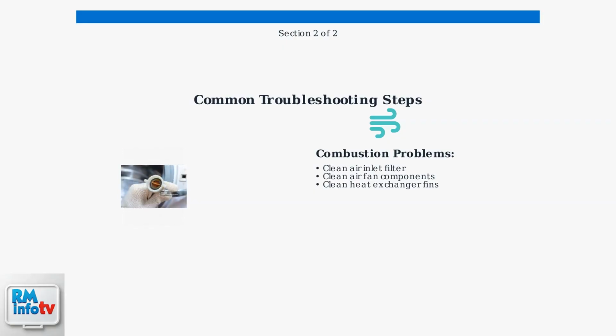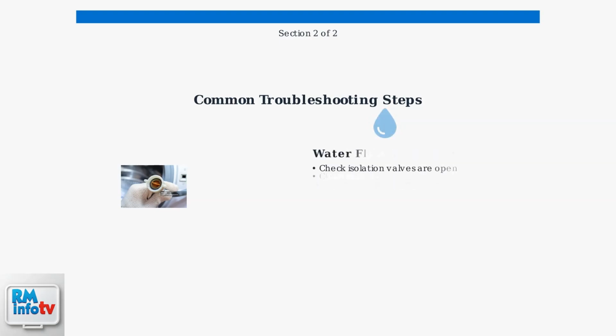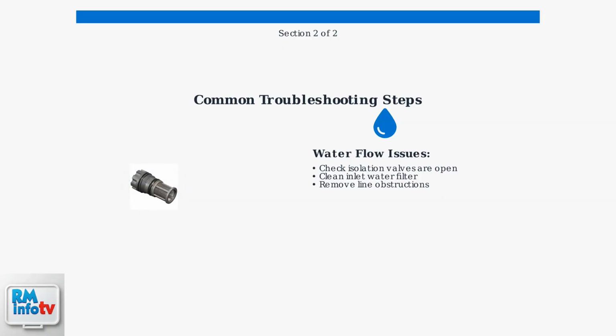This is an example of a dirty filter that needs cleaning. Debris buildup like this can restrict airflow and cause combustion issues. Water flow problems are often the easiest to fix by checking valves and cleaning filters in the water line. Compare this to a clean filter. Regular cleaning maintains proper water flow and prevents many common issues.